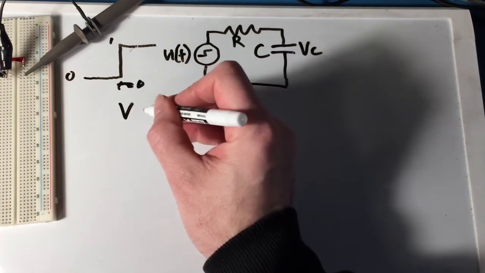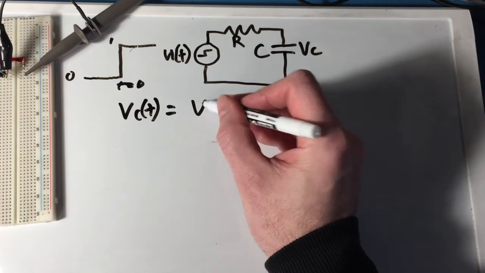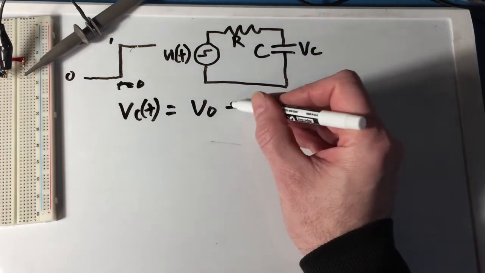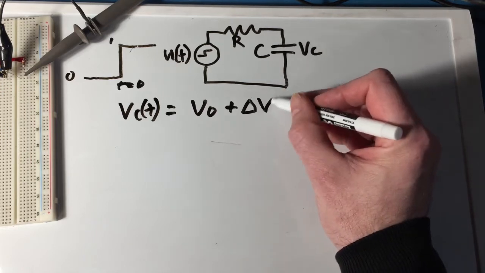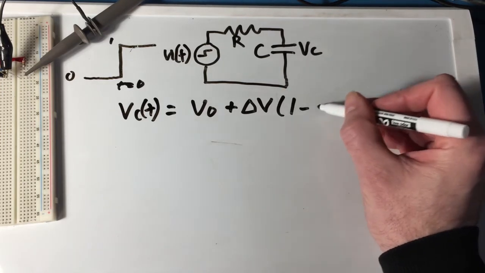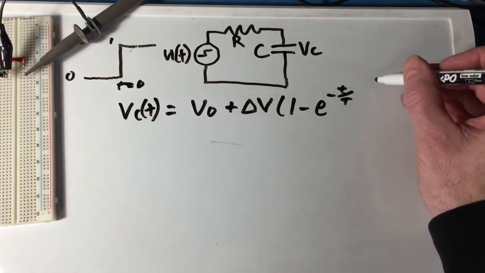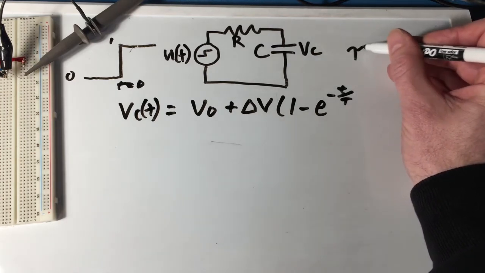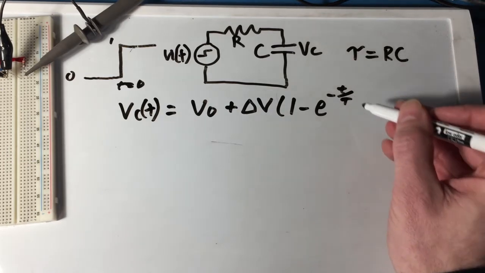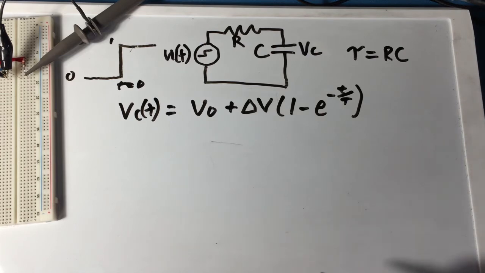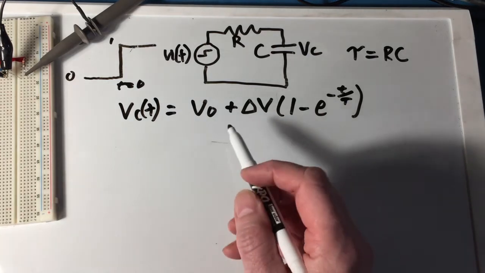So the voltage across the capacitor is going to be a function of time, and it's going to equal its initial conditions plus the change in the voltage of the step times (1 minus e to the minus t over tau). And we know that tau is the time constant, and for an RC circuit it just equals RC. So that's this tau right here. Close that parentheses.